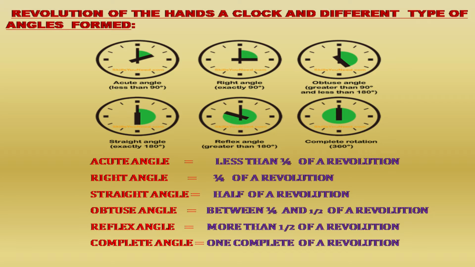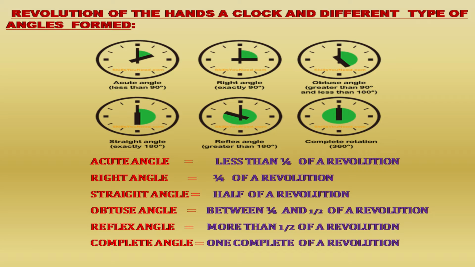The first angle that is formed is an acute angle, less than 90 degrees. The second case shows a right angle, which is exactly equal to 90 degrees, and the third case shows an obtuse angle, which is greater than 90 degrees and less than 180 degrees. In the fourth case you can see that the hands of the clock are making a straight line and forming a straight angle, exactly 180 degrees. And in the fifth case you can see a reflex angle being formed, where the angle is greater than 180 degrees. And in the last case you can see that in a complete revolution an angle of 360 degrees is formed, or a complete angle is formed.